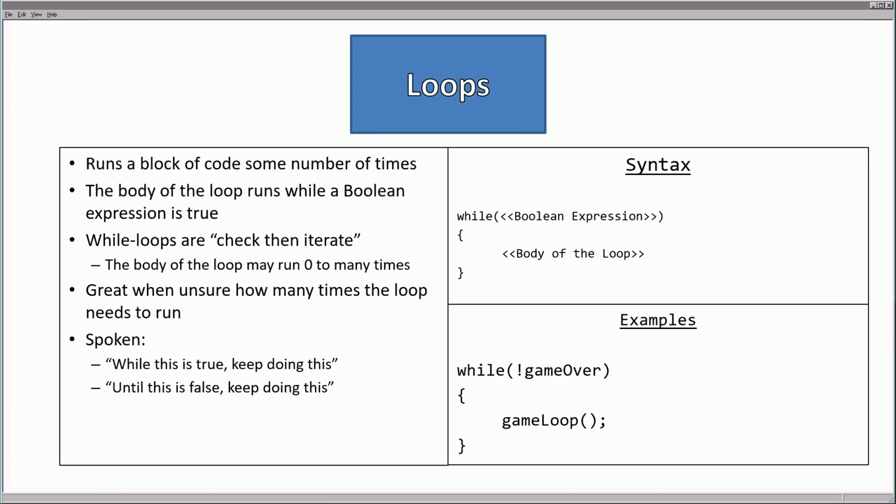Now, the other part of flow control is called loops. Basically the idea is you're running a block of code some number of times over and over again. And the block of code is indicated by the body of the loop.